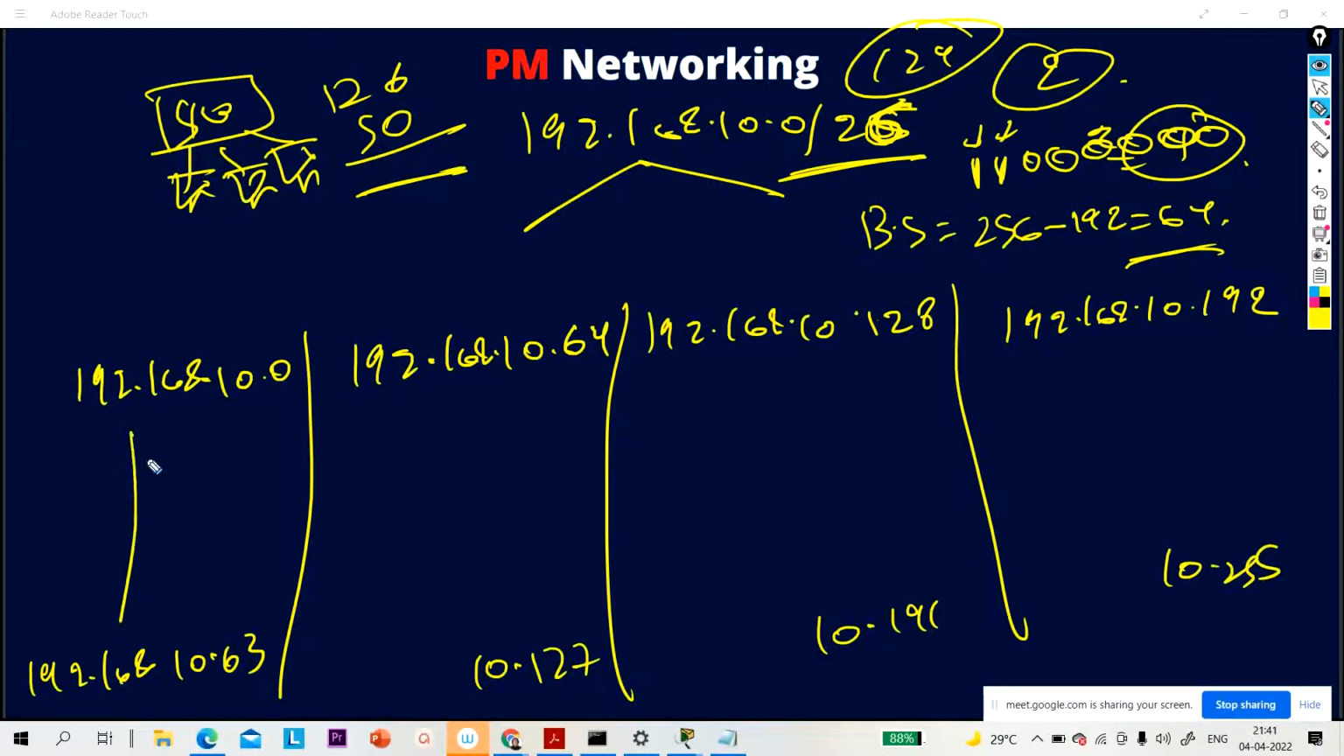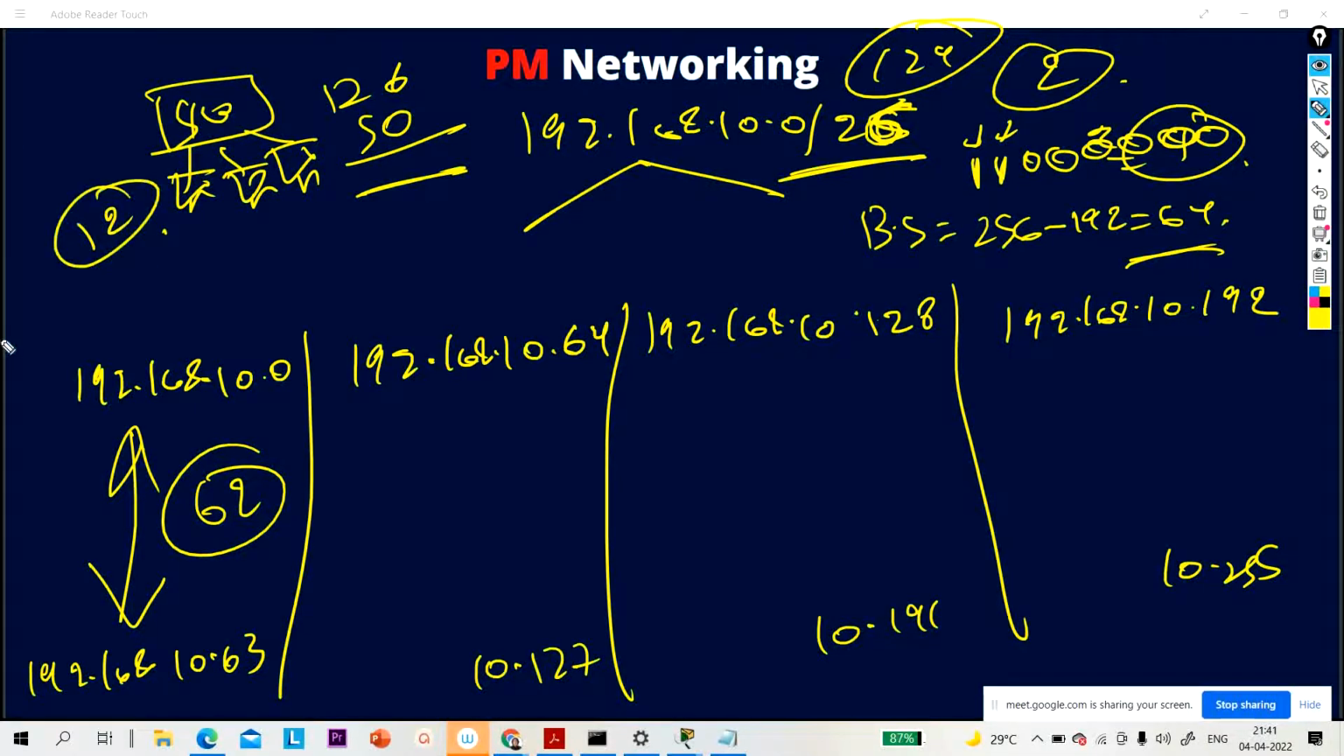How many valid hosts are there? 62. How many IP addresses am I wasting now? Only 2. Okay, so this is subnetting. Why are we using subnetting? To divide a big network into multiple small networks.